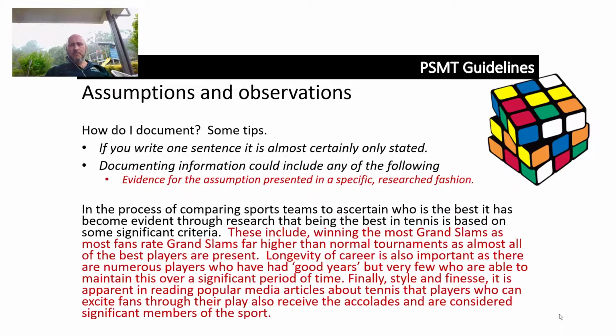And the fourth one, evidence for the assumption presented in a specific research fashion. In the process of comparing a sports team to ascertain who is the best, it's become evident through the research that being the best in tennis is based on some significant criteria. These include winning the most Grand Slams, as most fans rate Grand Slams far higher than normal tournaments, as almost all of the best players are present. Longevity of career is also important, as there are numerous players who have had good years, but very few who are able to maintain this over a significant period of time.